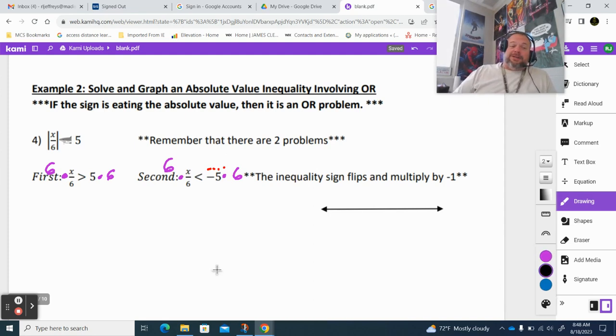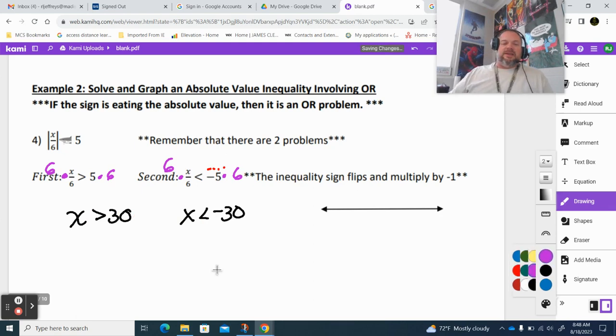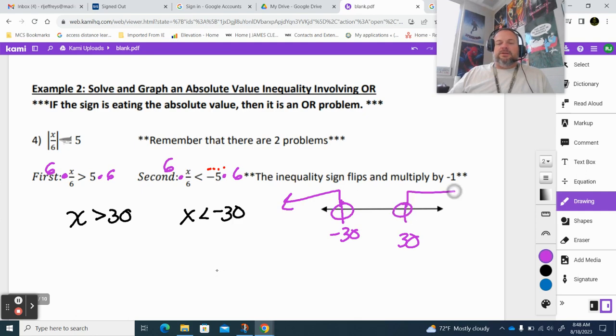Before we went shark hunting for this image, there's the first, there's a second. Here's the evil twin. This is an or because it's eating. All right. So x is greater than 30, and then x is less than negative 30. On our graph, we have negative 30 is right here. We have 30 is right here. And remember, the only reason I'm telling you they're an and or is so you know which way the graphs go. That's the main reason I'm telling you this.